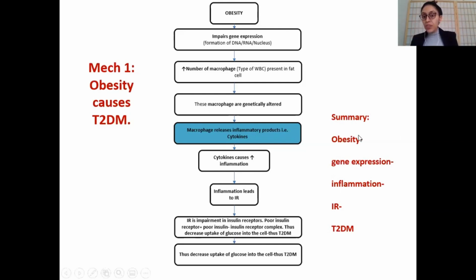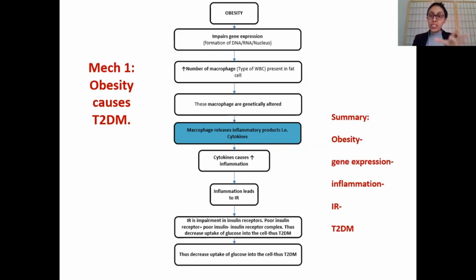So in summary, in an obese individual, you have impaired genetic expression. When you have impaired genetic expression, it leads to macrophages, which are greater in number, and these macrophages have the ability of producing their own inflammatory substances, cytokines. This will also, on the other hand, activate your lymphocytes, activate T cells, T cells producing cytokines.